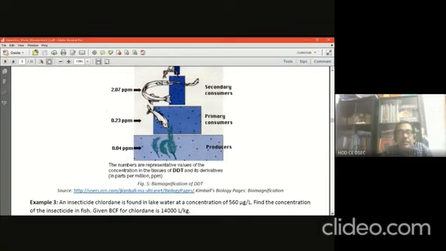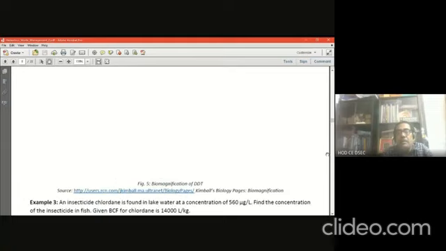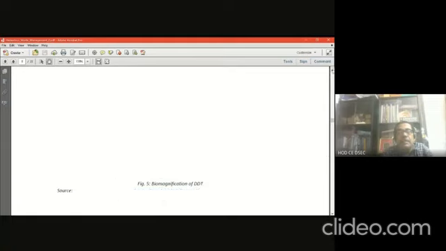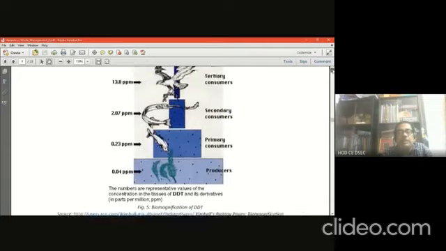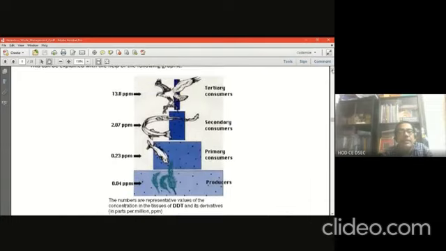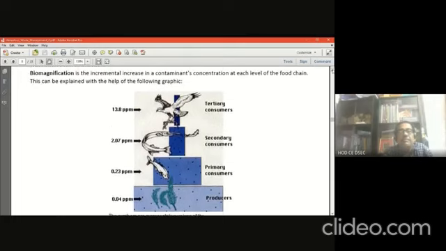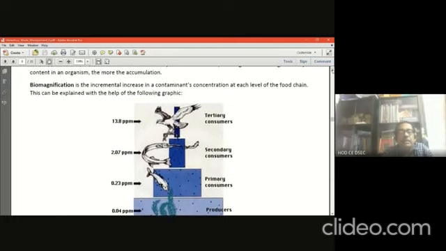So, biomagnification of DDT. In the producers it is 0.04 ppm. Then in primary consumers, the magnification goes on: it is 0.23 ppm. Ultimately, consumers are getting magnified. In secondary consumers it is further magnified to 2.07 ppm, and finally the tertiary consumers, like the eagle I have shown, it is 13.8 ppm.